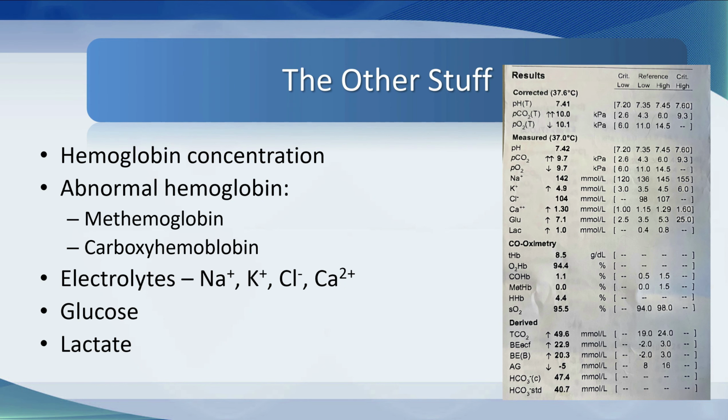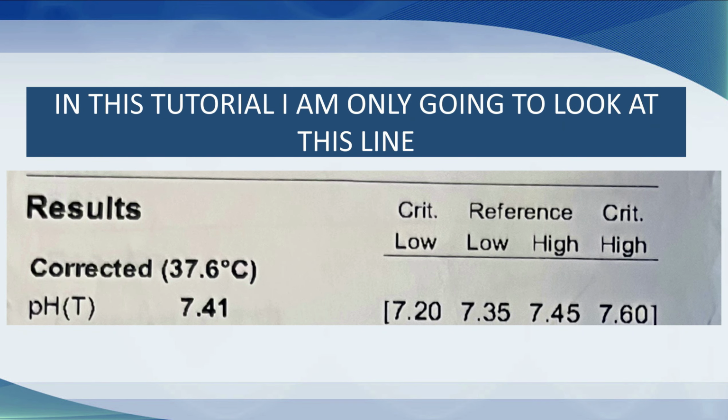These are the hemoglobin concentration in the presence of abnormal hemoglobins like methemoglobin or carboxyhemoglobin, and there's the electrolytes, sodium, potassium, chloride and calcium. It also measures glucose and it measures lactate. A lot of stuff is measured, and I really want to point that out at the onset of this talk and of this series. Most of the information that we need these days about acid base is already in the printout. In this tutorial, I'm only going to look at this line, and that is the pH, and that is the relative level of acidity of the blood.